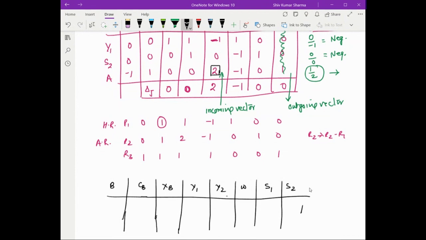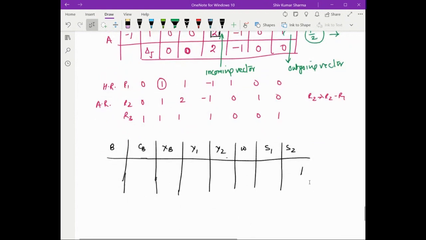When we use the phase second, we take the actual cost of the variables. First you write the basic variables: here basic variable y1, second s2, and the entering variable omega. Here we write the cost of the variables. That means we proceed to phase 2. There are two phases in the method, and we have to solve the problem.